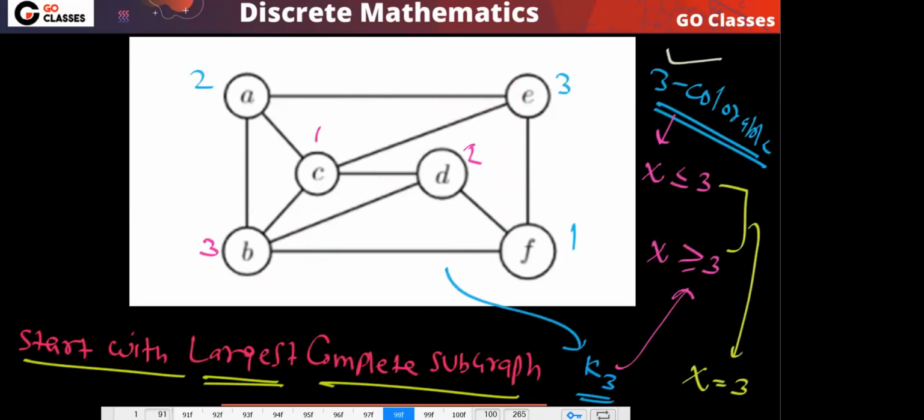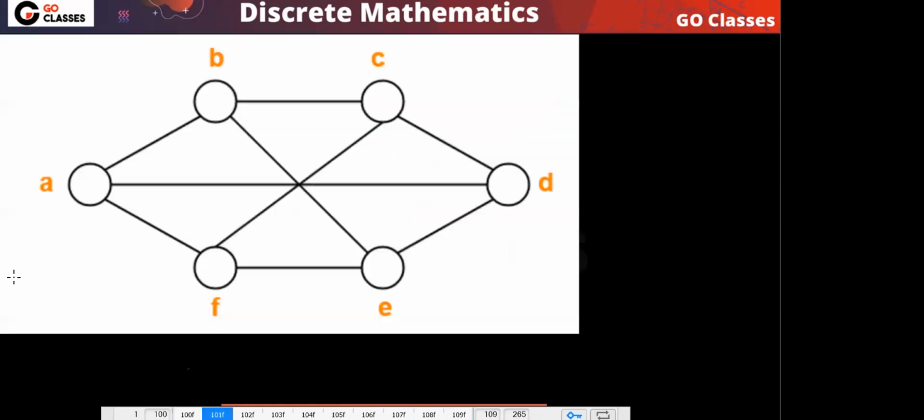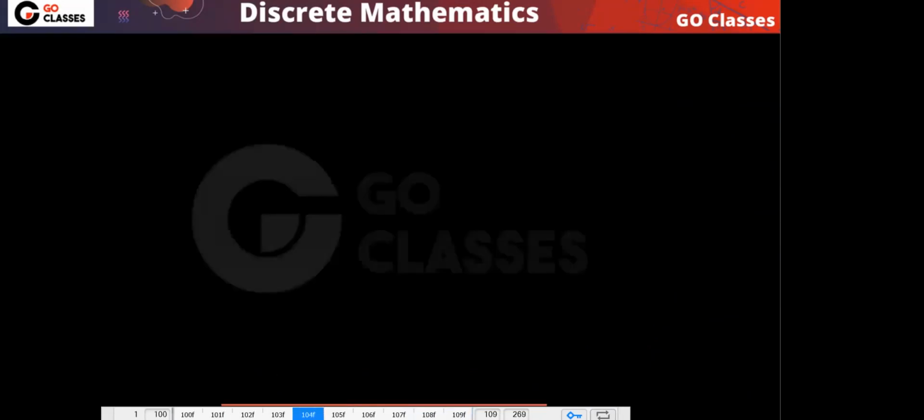Okay, so anyway, this is the idea. So the answer will be 3. So this is how you can find it. So okay, let's see the guidelines.